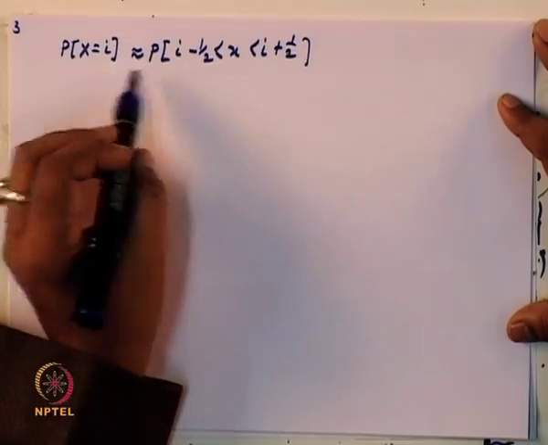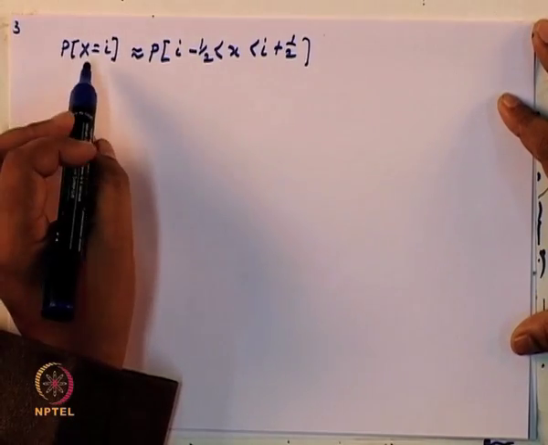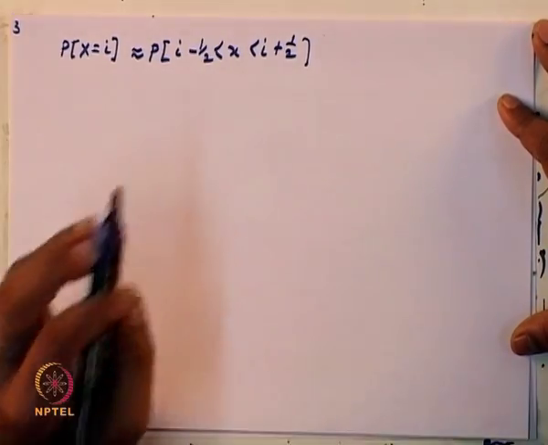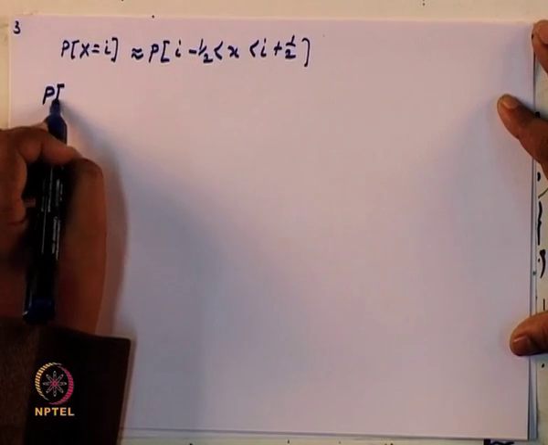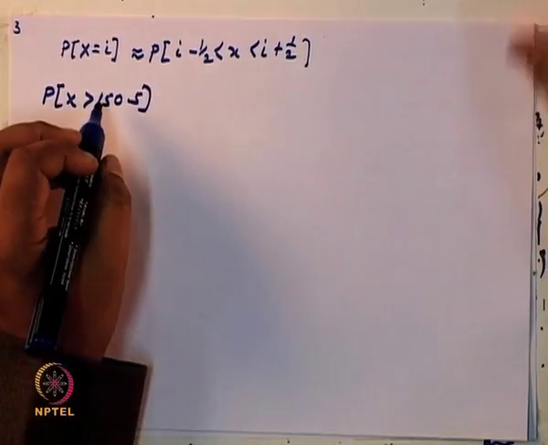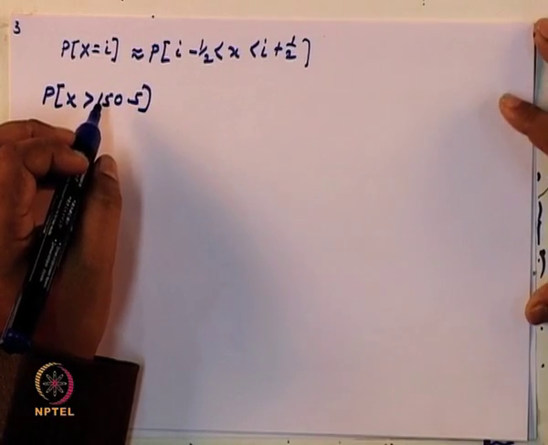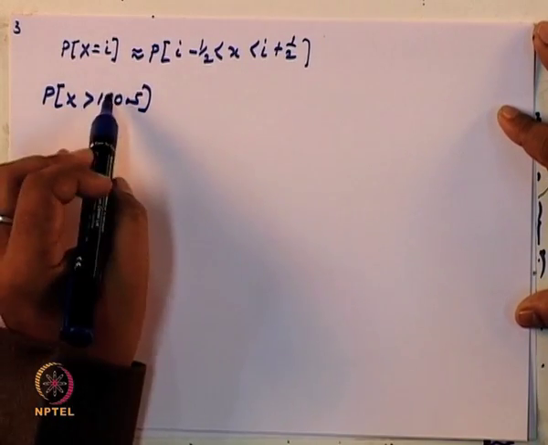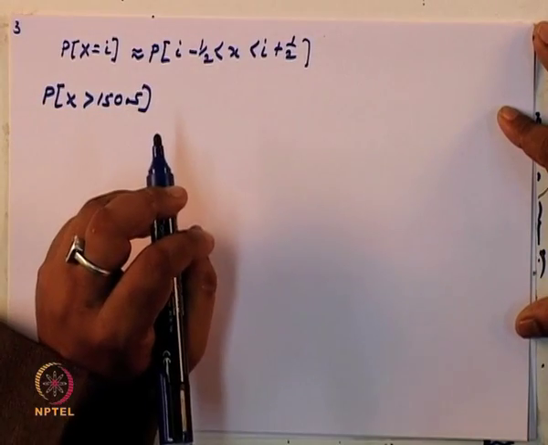Okay. So, this is an approximation from discrete to continuous. What we have to find out is the probability of x greater than 150.5. So, we need to calculate the probability that more than 150 join. 150.5 is a consequence of this continuous approximation.